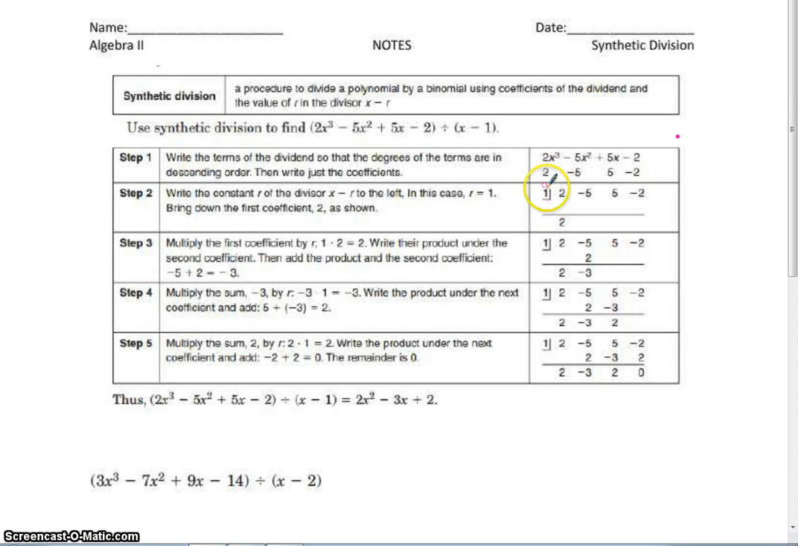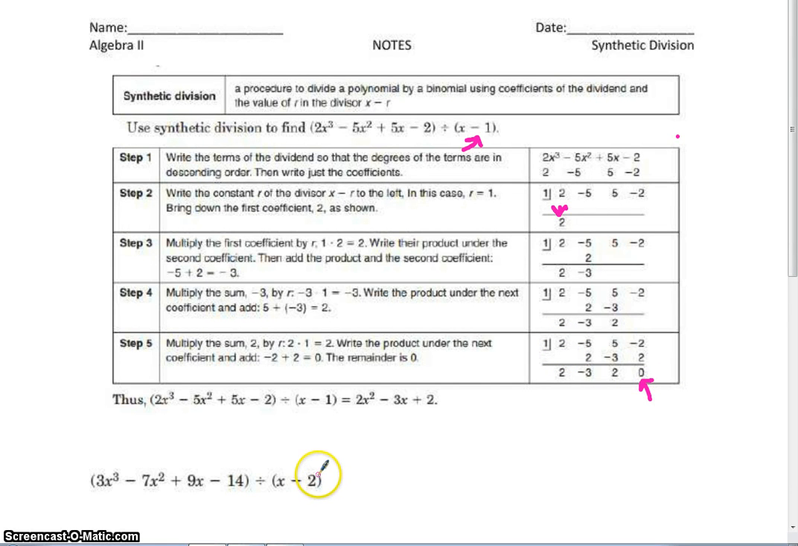Then you're going to draw this little partial box, and on the outside you're going to take this number here, but you're going to use the opposite sign. So since it was -1, you're going to put a +1. So you bring this first number down, and you're going to multiply 1 times 2, and that's where their 2 came from. So then you combine these. -5 and 2 is -3. Then you do it again. 1 times -3, that's where their -3 came from. Combine these. 5 minus 3 is 2. 1 times 2, that's where this 2 came from. Combine these and 0.